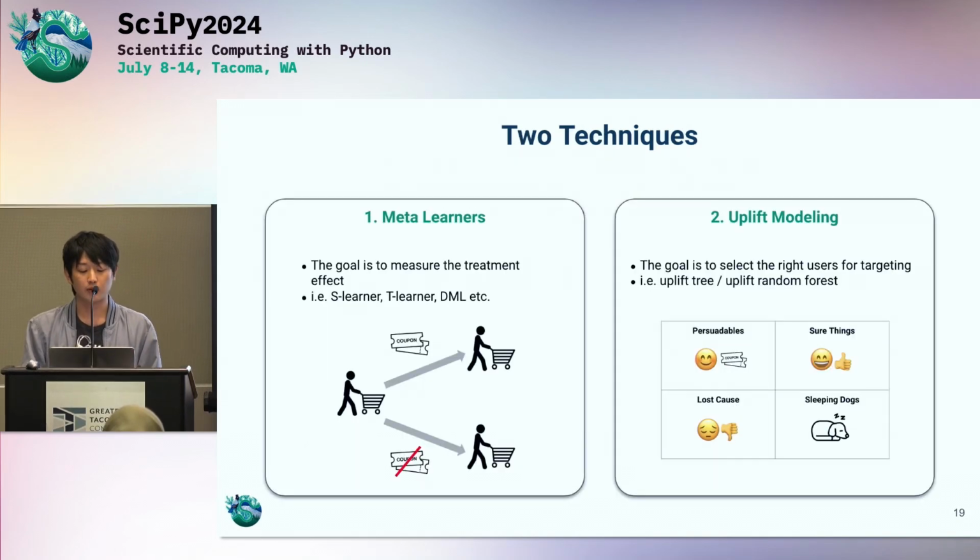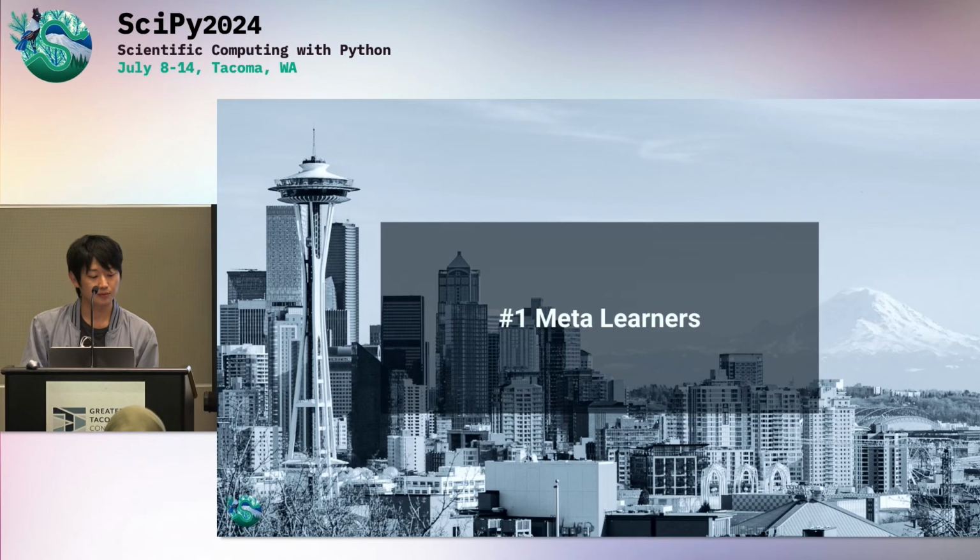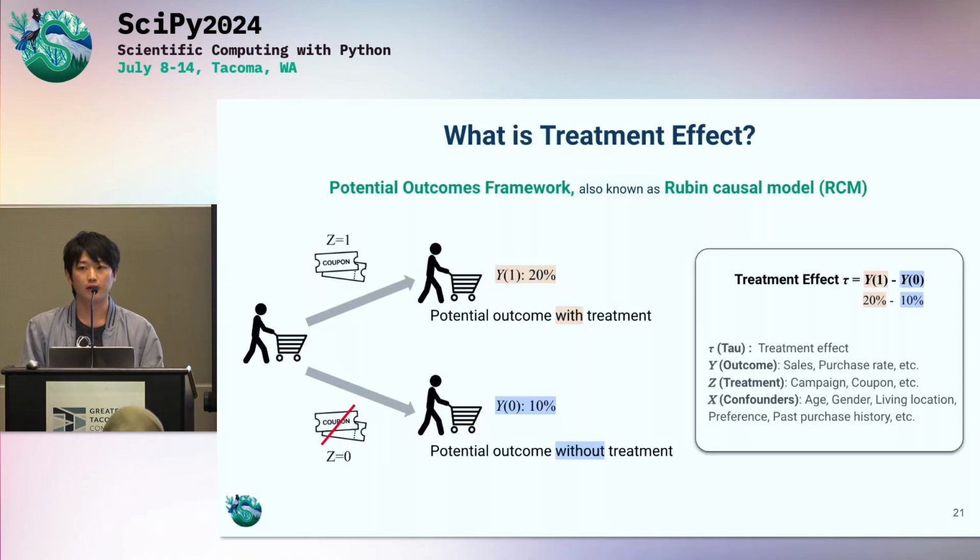Today, we are going to look at two techniques. The first one is meta-learners, which measures the treatment effect. And the second one is uplift modeling, which tries to select the right users for targeting. In the next section, I will explain each of these in detail. So let's first take a look at meta-learners. The goal of meta-learners is to measure the treatment effect.